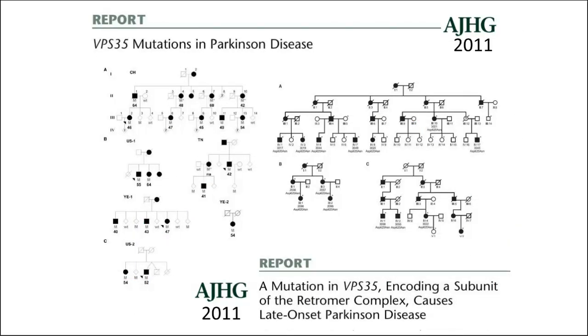But to go back to the familial forms of disease. This here was the very first sequencing study where we actually found a genetic cause of Parkinson's disease. What I mean is that we did exome sequencing in multiple families of late onset disease and identified this VPS35 mutation. This was done independently by two groups.